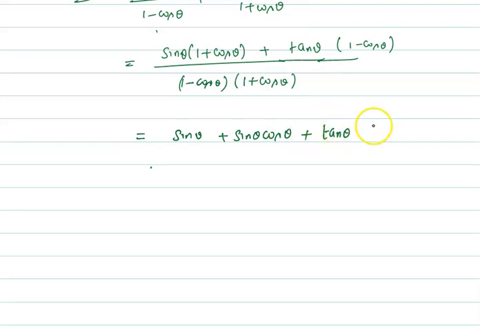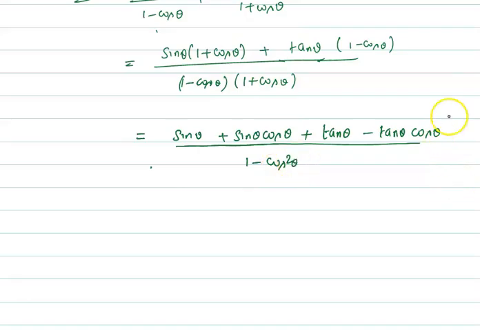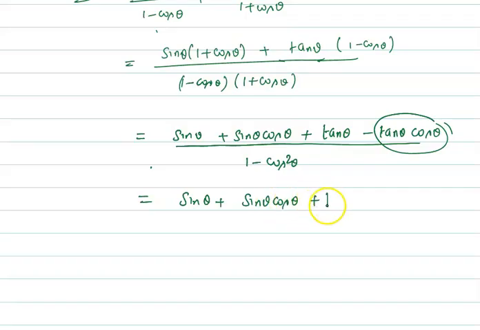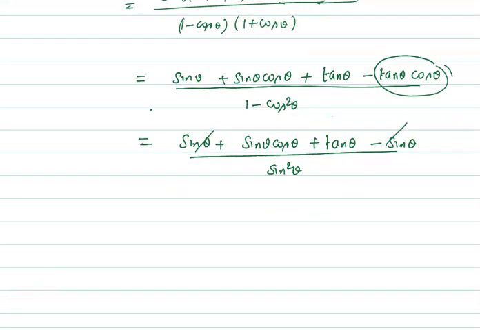If you multiply tan theta by cos theta, we get tan theta into cos theta, but tan theta can be written as sin by cos, and cos cancels again, so this becomes sin theta. In the next step I am going to write sin theta plus sin theta cos theta plus tan theta minus sin theta. In the denominator we have 1 minus cos square, that is equal to sin square theta. So sin theta gets cancelled, one is positive, one is negative.